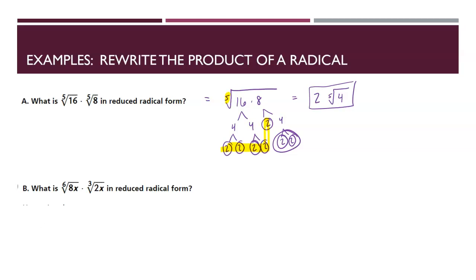All right, let's try this next one together. So again, what is the 6th root of 8x times the cube root of 2x? Well, let's go ahead and multiply. Well, first off, these have different roots. Oh boy, that makes it a little bit different. So the best way to do these would be to change them to rational exponents.